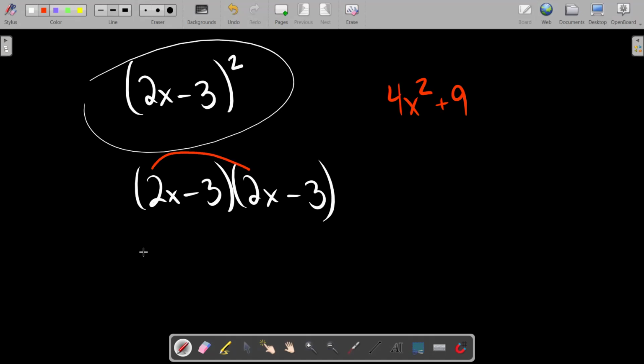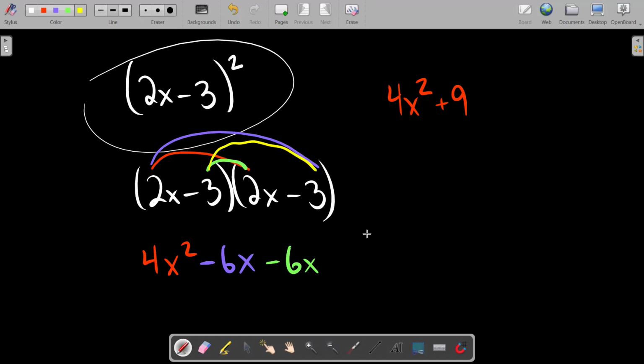Red, 4x squared. Purple, and again, do not say 6x. Minus, or -6x. Good. Green, and again, do not say 6x. It's another minus, isn't it? Because it's a -3 multiplying by a positive 2x. And then let's do yellow. What do we get? Plus 9, because it's a -3 hitting another -3, which of course we know makes it become a positive.